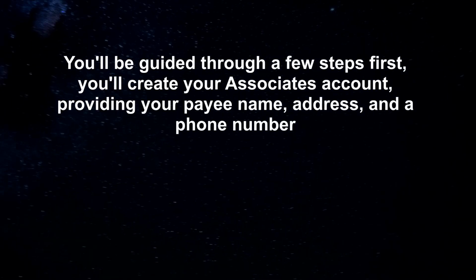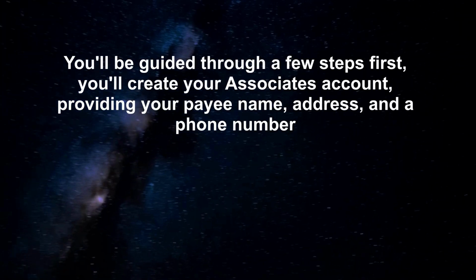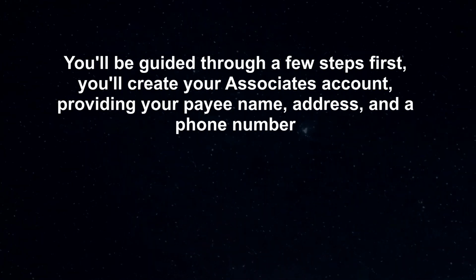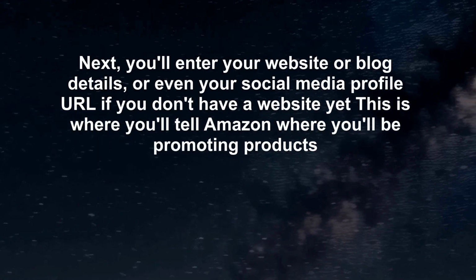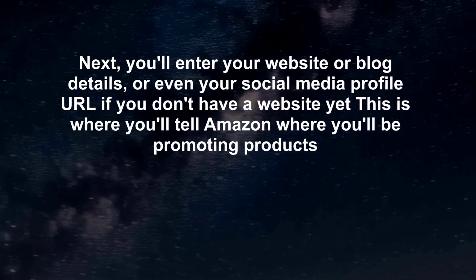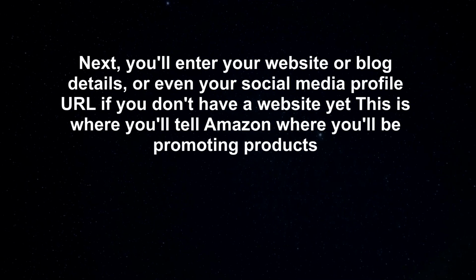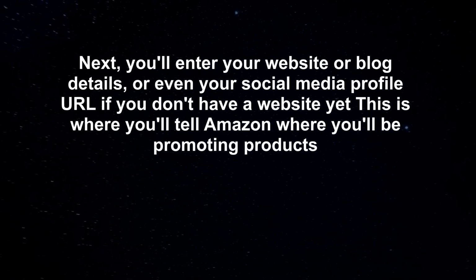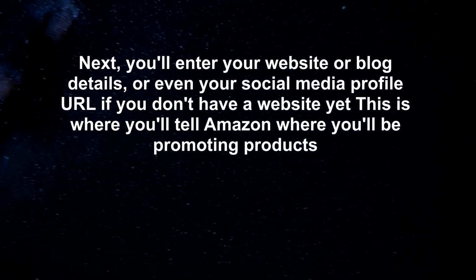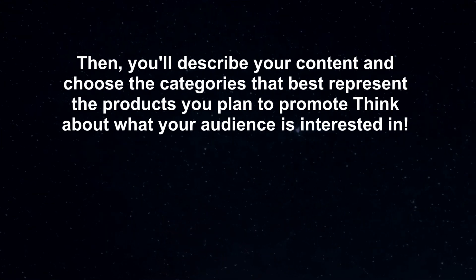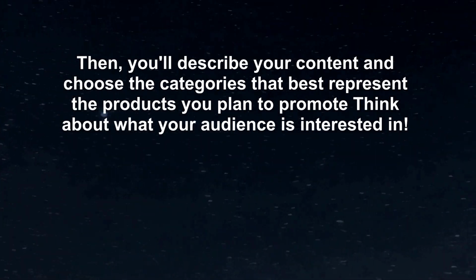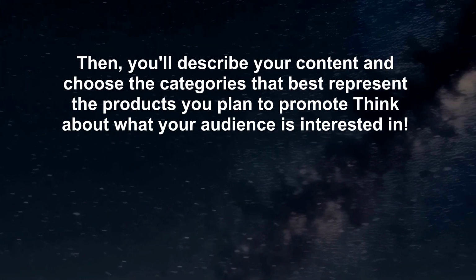First, you'll create your Associates account, providing your pay name, address, and a phone number. Next, you'll enter your website or blog details, or even your social media profile URL. If you don't have a website yet, this is where you'll tell Amazon where you'll be promoting products. Then, you'll describe your content and choose the categories that best represent the products you plan to promote. Think about what your audience is interested in.